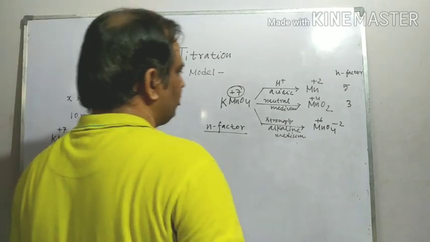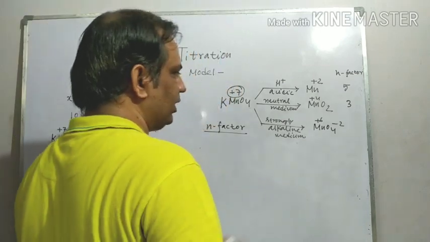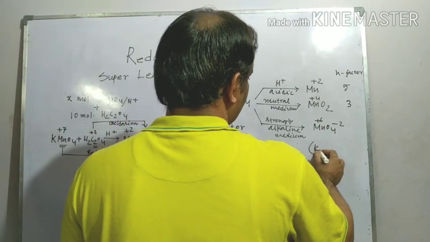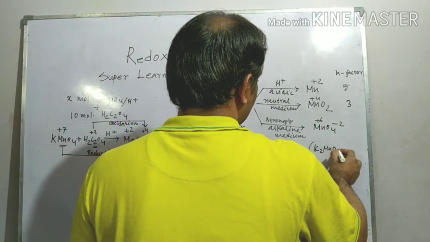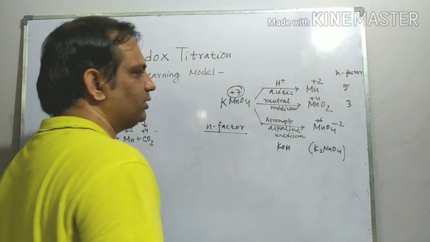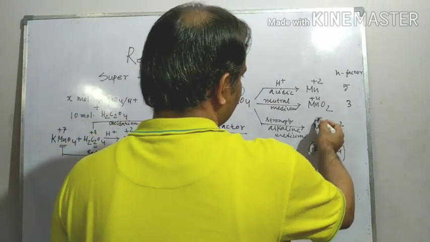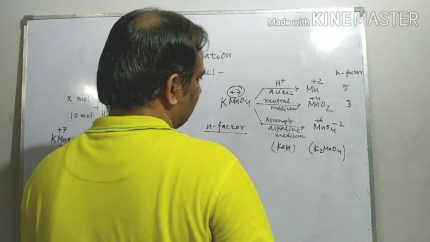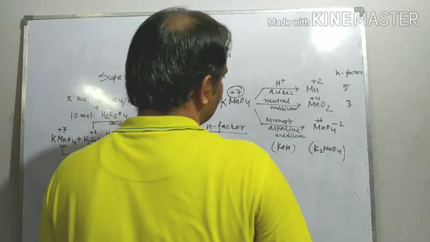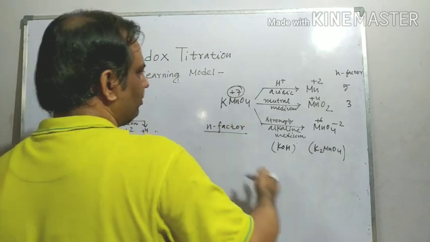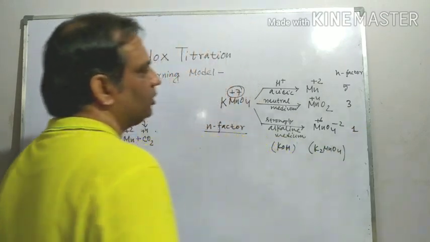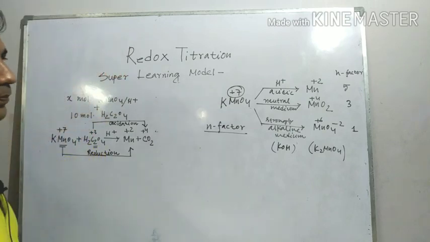Now in case of strongly alkaline medium, suppose you take KOH, it will form K2MnO4, potassium manganate. Here the oxidation state is +6. So what is the change in oxidation state? That is 1. So for 1 mole of KMnO4, 1 mole of electrons is required. So the N factor is 1.